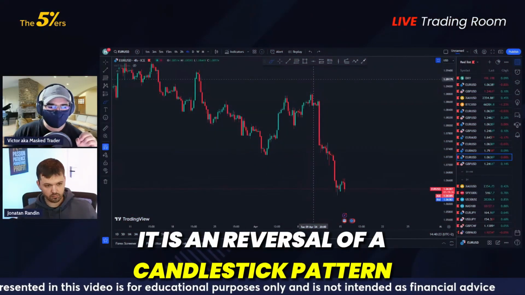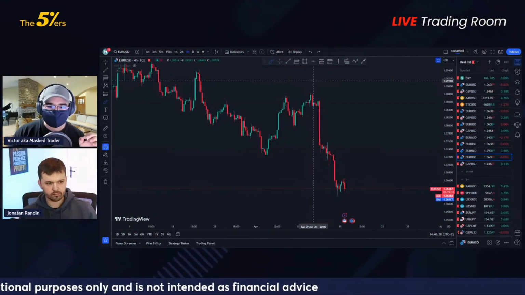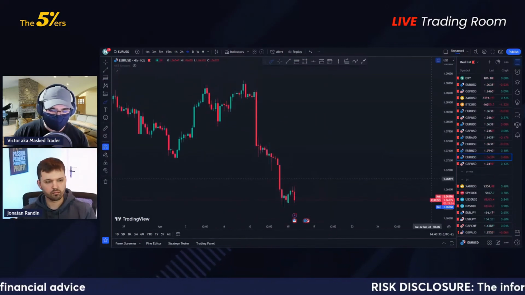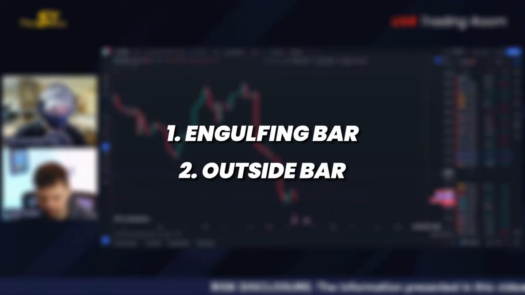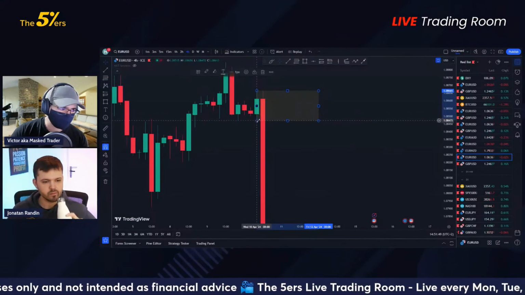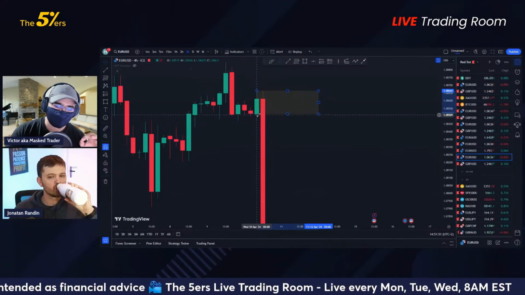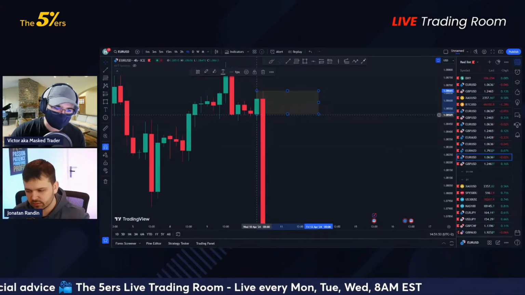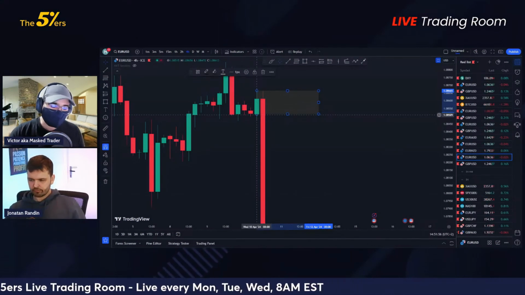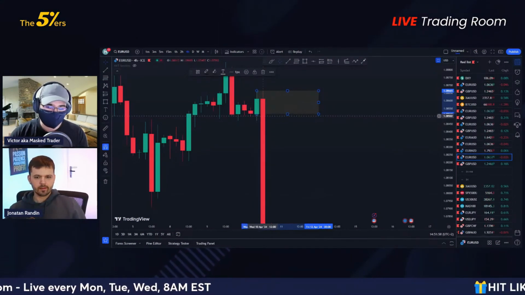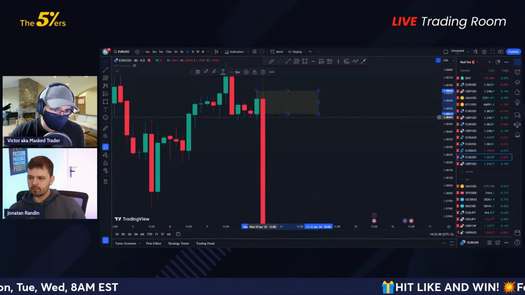Simple. It is a reversal candlestick pattern, and in practice, what that means is an engulfing or an outside bar. You don't have to have the same rule as I have. You just have to use the same rule from the beginning during your backtesting all the way through while trading live, and that is how you gain consistency.